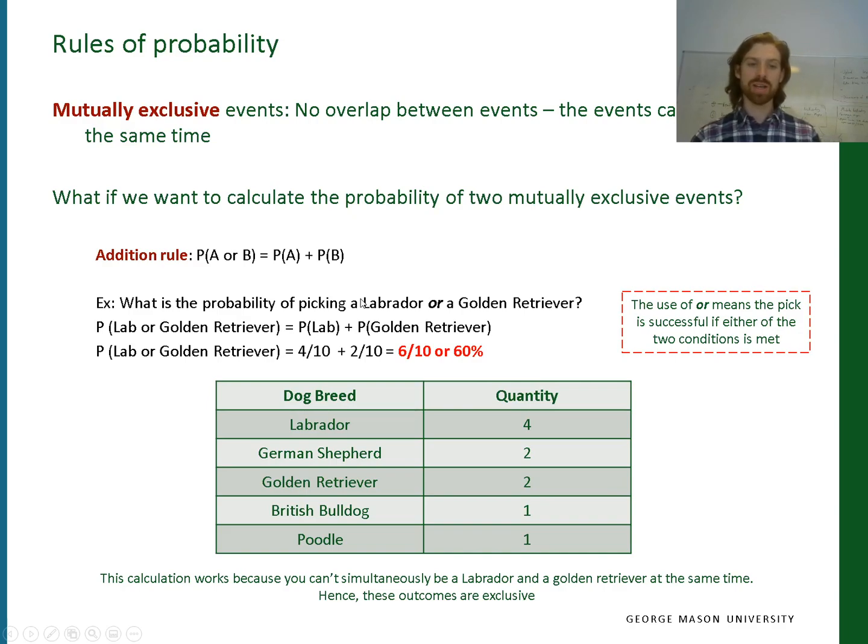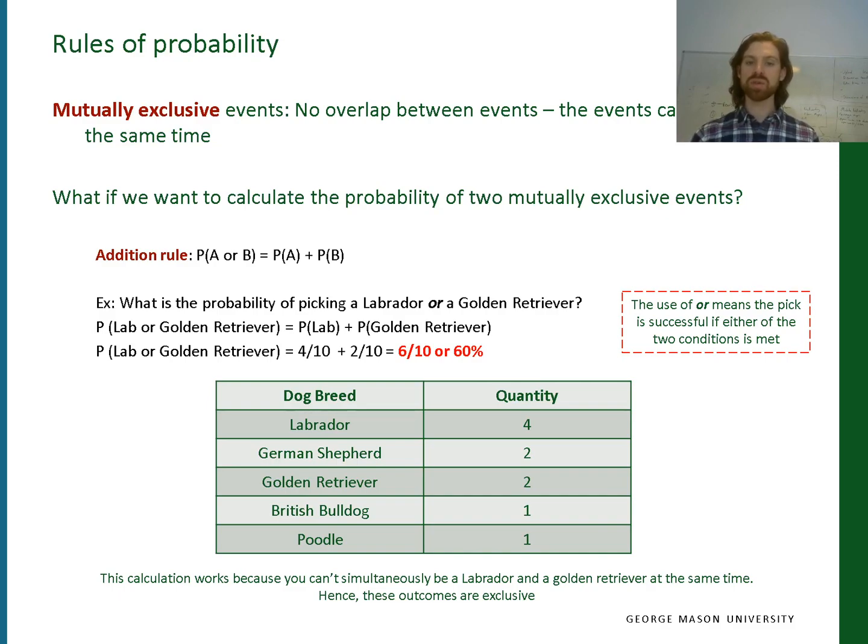So here I've just chosen a very simple example. I'm a crazy dog guy, so I've picked more dogs. So here we have the dog breeds and the quantities of dogs. So there's 10 different dogs, there's 4 Labradors, there's 2 German Shepherds, 2 Golden Retrievers, 1 Bulldog, and 1 Poodle. So my question to you is, what's the probability of picking either a Labrador or a Golden Retriever?